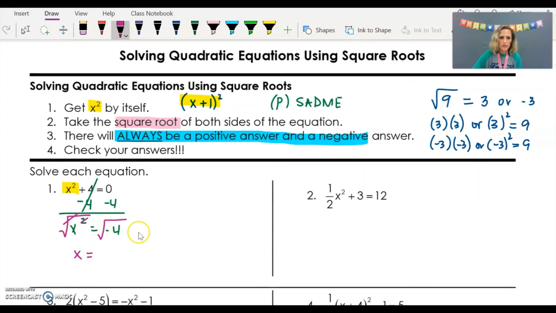And on the right hand side, we're going to take the square root of 4, and it's got a negative, so it'll have an i. So we'll have plus or minus 2i. And that's the answer for number 1.